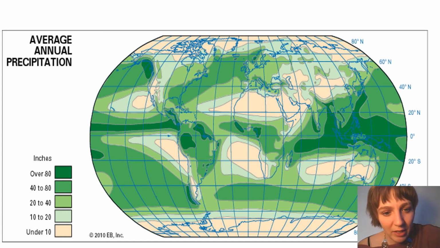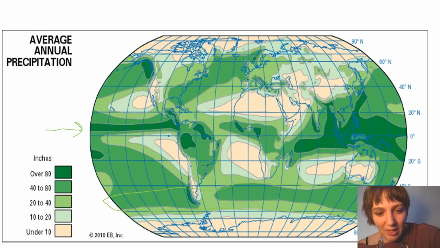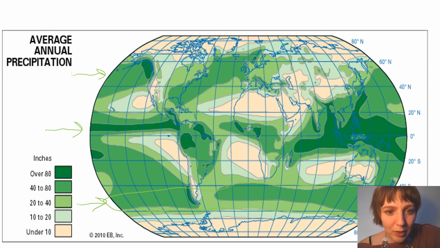So first off, here are our tropical rainforests. That comes out pretty prominently, but you can also see, especially in the southern hemisphere, this secondary rainforest band, okay? And you can kind of see it up here as well.